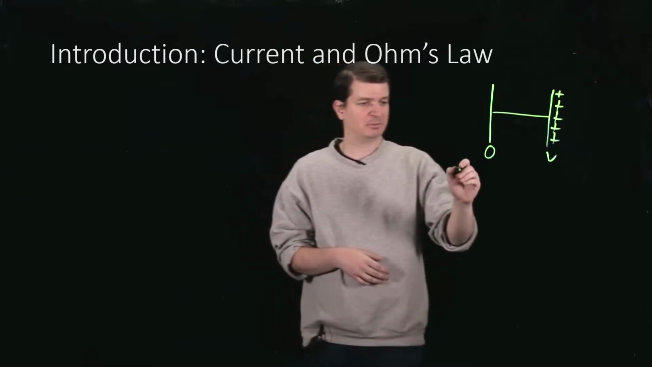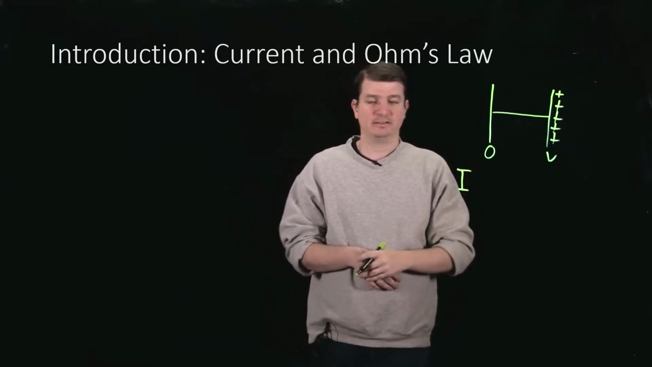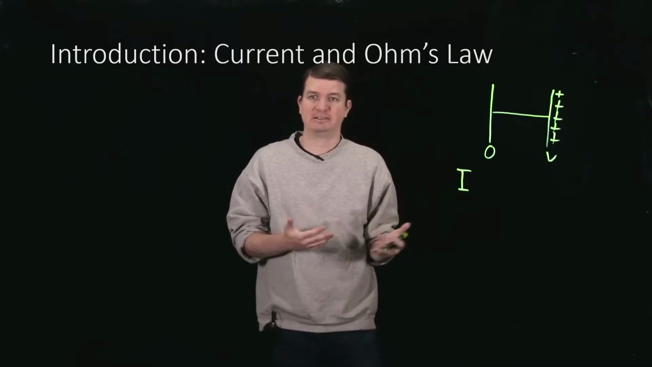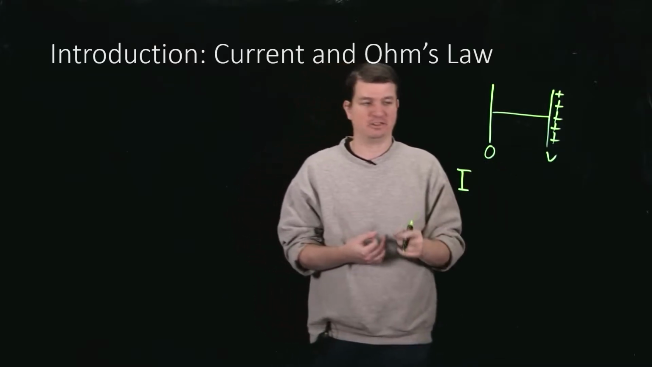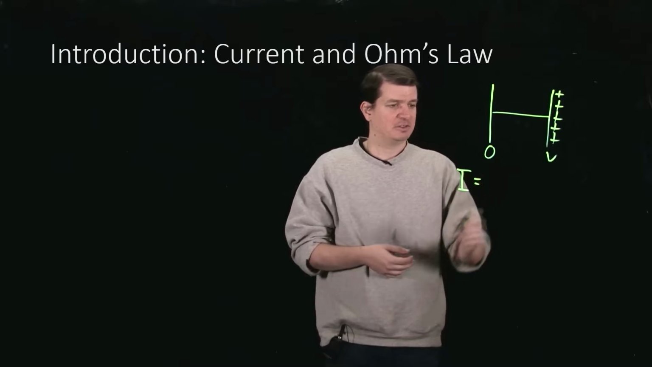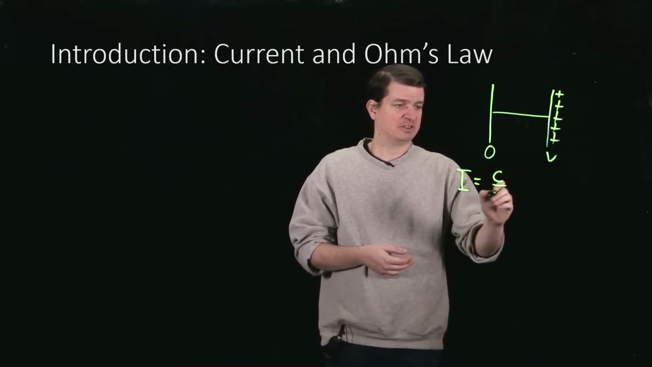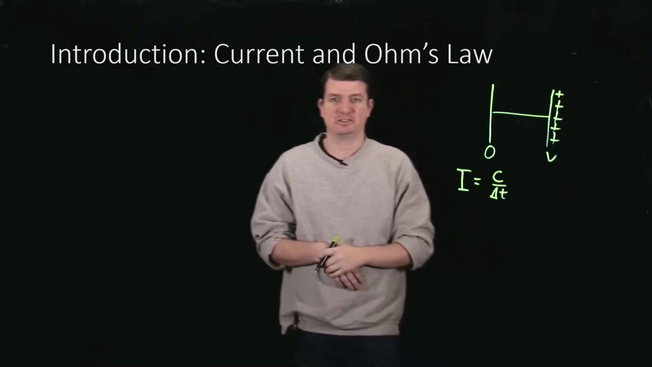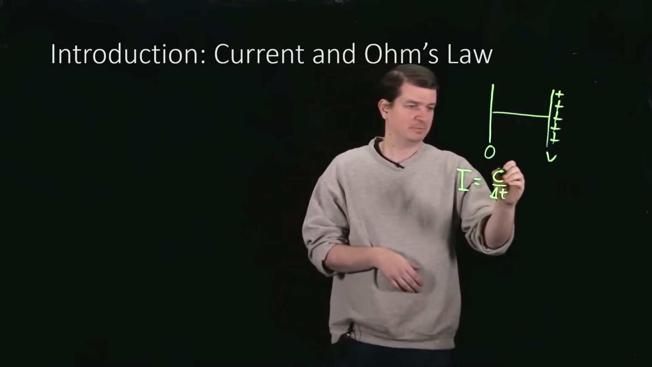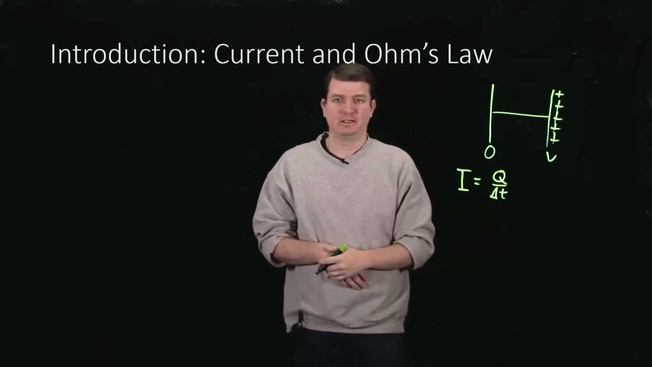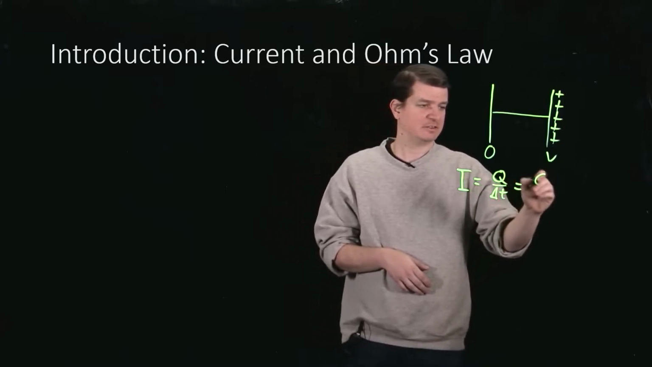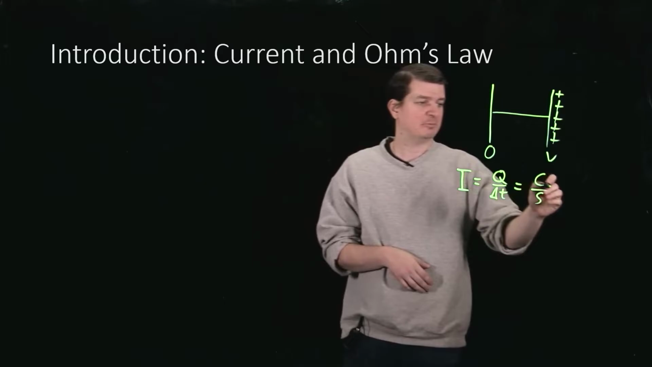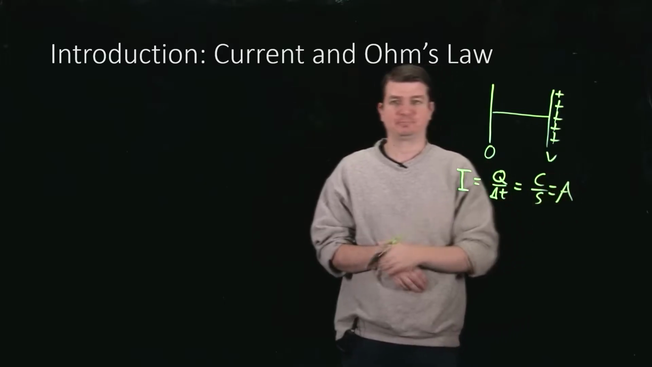We denote current by the symbol I, and it is quite literally a flow of charges. We talk about it as sort of a speed of charges, so we talk about the charge per unit time that flows across here. Some charge Q goes through there. In terms of units, that's just a coulomb per second, and we give that a name, which is an ampere.